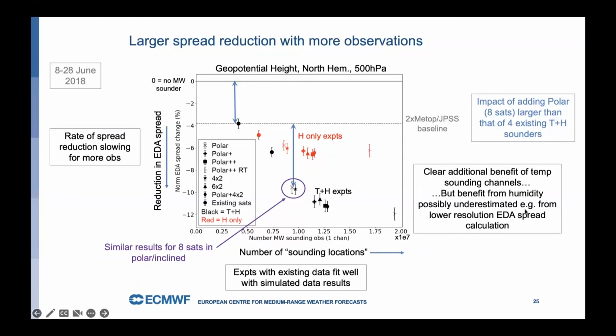But she does write here that the benefit from humidity is possibly underestimated. So just maybe because of the resolution of the EDA spread calculation. But you also see that the experiments with the real data really align nicely, the spread reduction with the EDA spread reduction of the simulated data. And more or less, the more data you add, the larger is the reduction. But the rate of the spread reduction does slow with more observations.